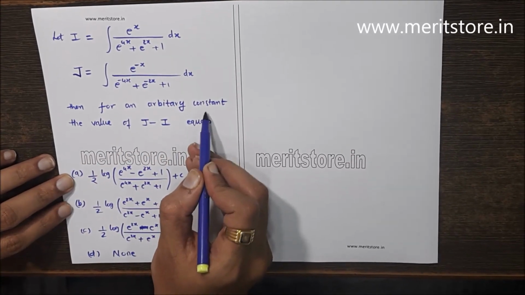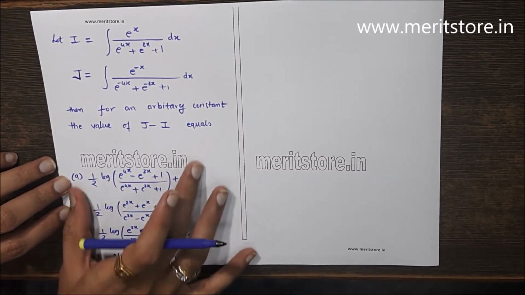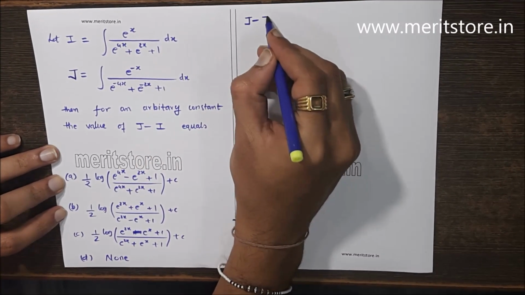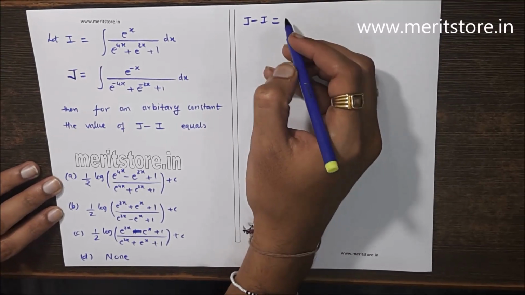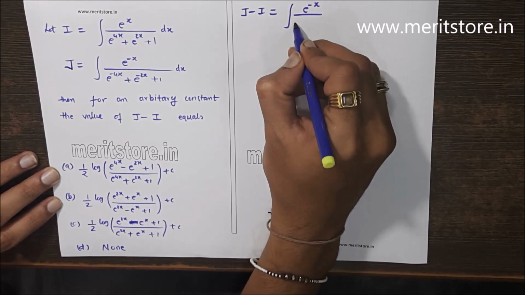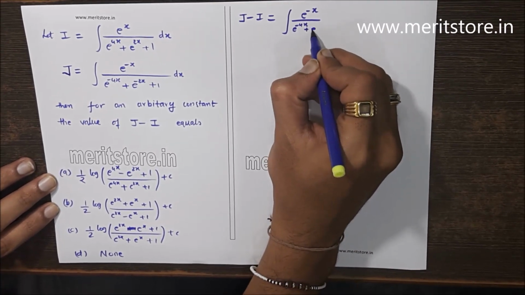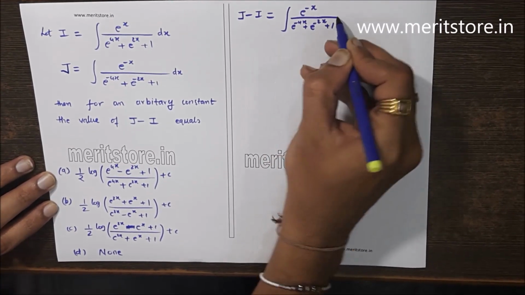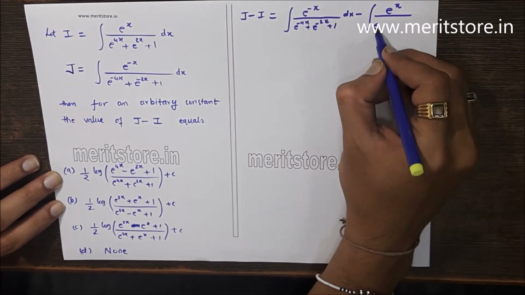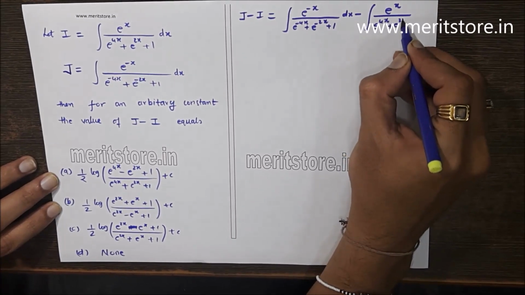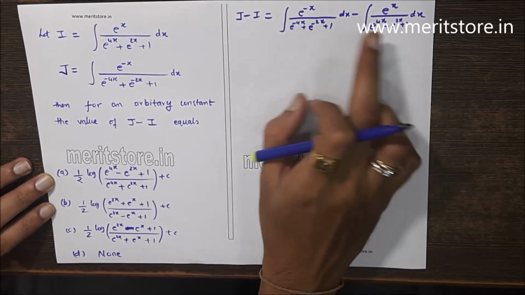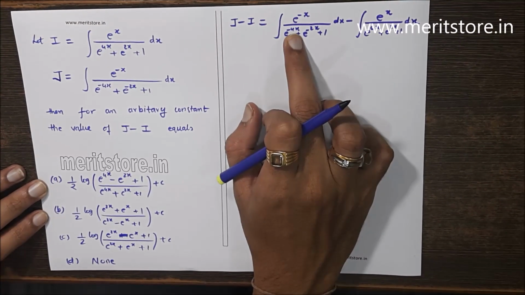Then for some arbitrary constant, we have to find the value of J minus I, and we have the options given. So let's begin with J minus I. With J minus I, I'll have the integral of e raised to minus x upon e raised to minus 4x plus e raised to minus 2x plus 1, minus the integral of e raised to x upon e raised to 4x plus e raised to 2x plus 1 dx. Now obviously we find that these two terms are almost identical except for that minus sign.